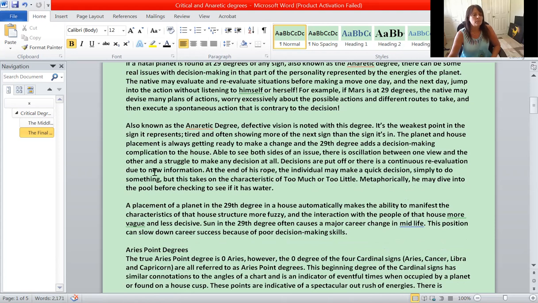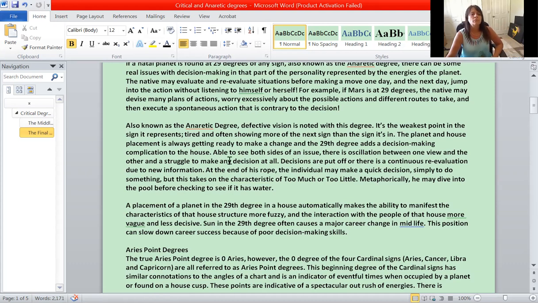All right. Also known as the anaretic degree, defective vision is noted with this degree. It's the weakest point in a sign. It represents tired, and often showing more of the next sign than the sign it's in. The planet and house placement is always getting ready to make a change. And the 29th degree adds a decision-making complication to that house or side.